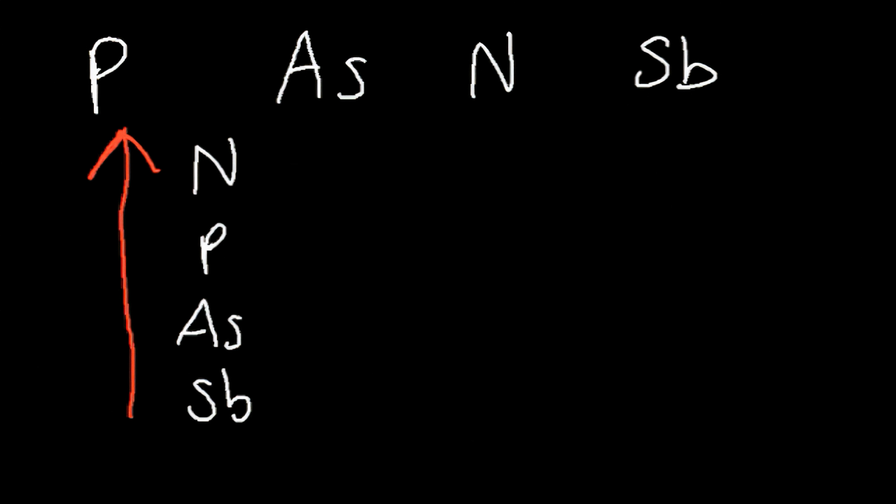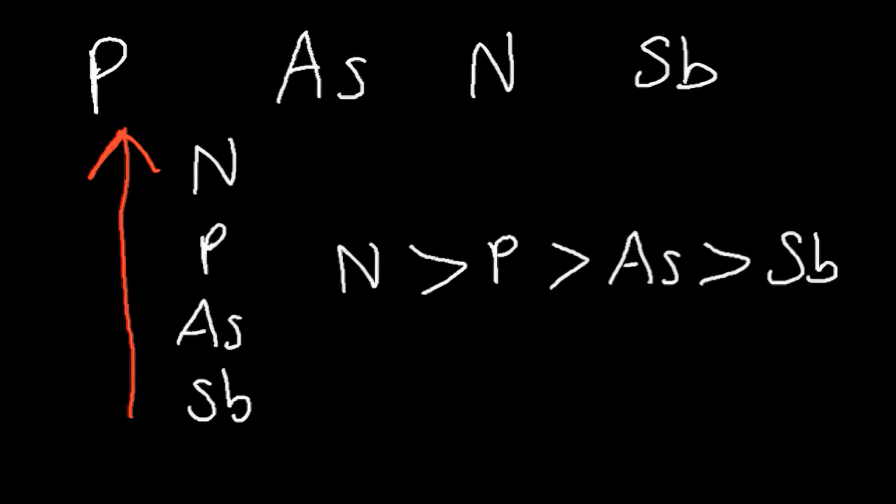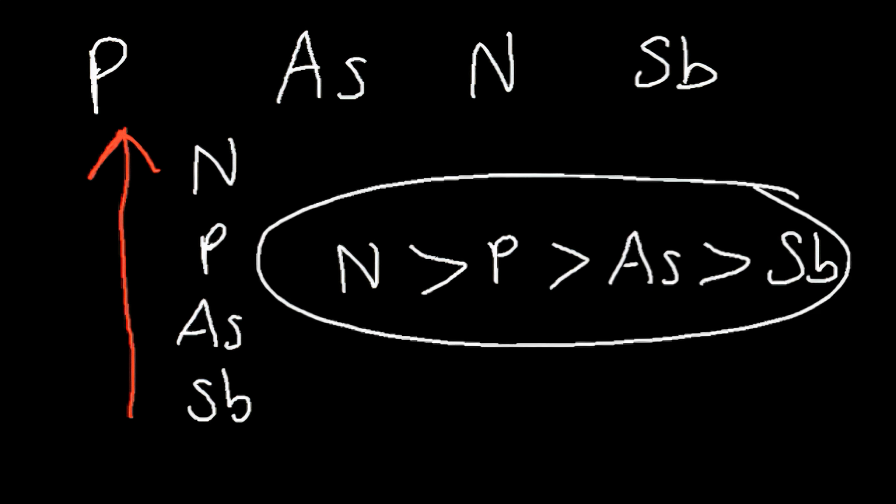So if we want to rank it in decreasing order from high to low, we need to start with the highest, which is nitrogen, and that's greater than phosphorus, which is larger than arsenic, which has a higher first ionization energy than antimony. So that's how you can rank it in order of decrease in first ionization energy.